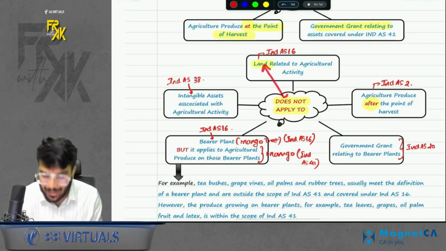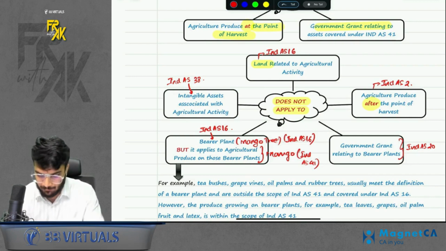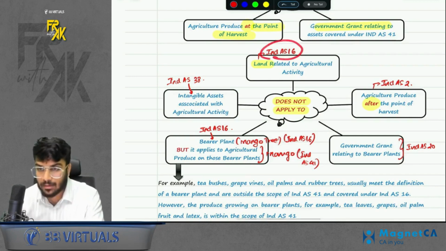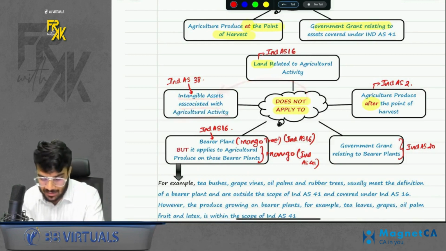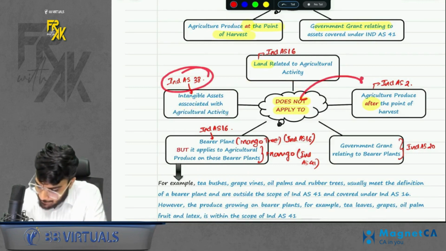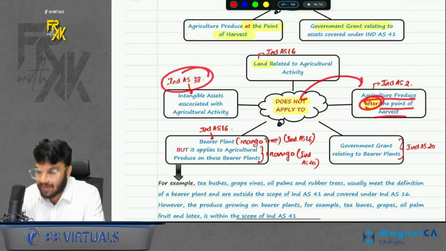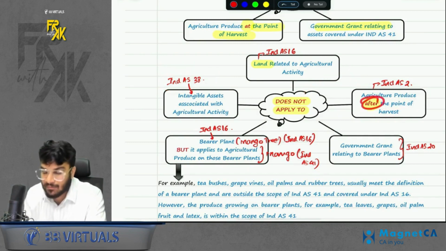It does not apply to land on which you conduct the agriculture activity, because that land is covered under Ind AS 16. It does not apply to intangibles used in agriculture activity, because that is covered under Ind AS 38. It does not apply to agriculture produce after the point of harvest. Sir, why? Because as soon as it becomes after the point of harvest, it enters Ind AS 2 inventory.